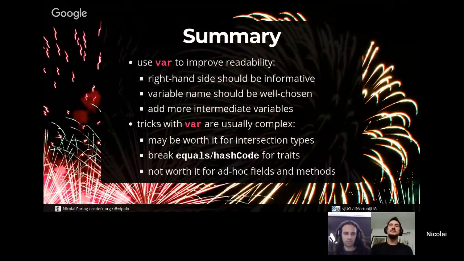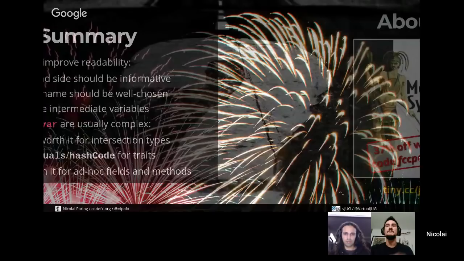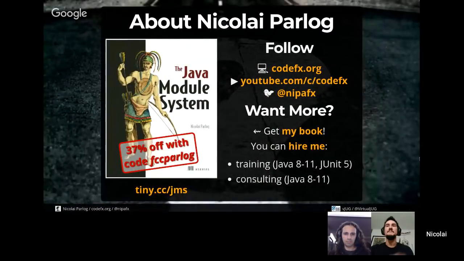The first part is about the regular var stuff. We want to use it in Java to improve readability. I'm not going to go into details; Stuart covered all that. We just looked at the second half here. You have these tricks, and intersection types may be worth it occasionally. Traits, break, equals, and hashCode: never use them in any case, under any circumstances, unless to impress people, and then delete the code immediately. And ad hoc fields and methods, I don't think are worth the hassle. There are other, simpler ways to provide them. And that's that. I'm done. Thank you very much.